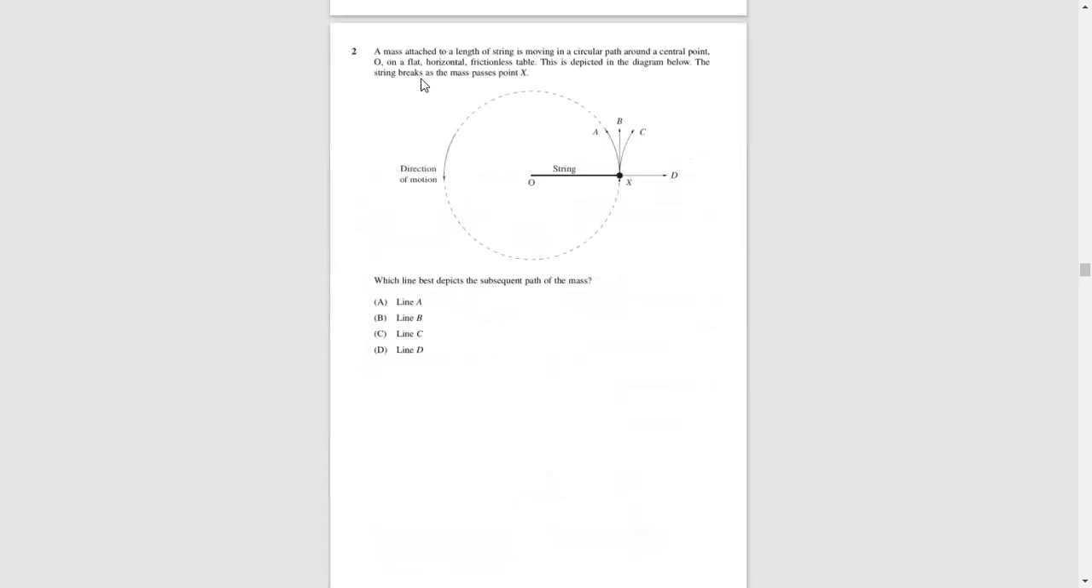Let's try. Now, here, the mass is attached to a length of string moving in a circular path around a central point. Now, the string breaks at this point. What line best describes the subsequent path? So if the string breaks, that means there is no more force from the string, no more tension, which means the object is no longer undergoing circular motion. And so by Newton's first law, it will continue in its current path in a straight line. So answer B.